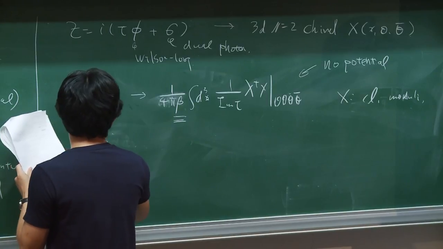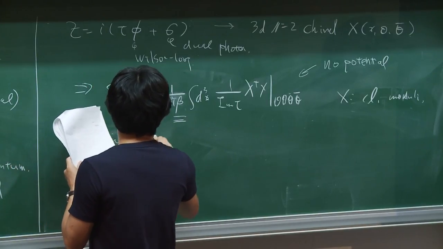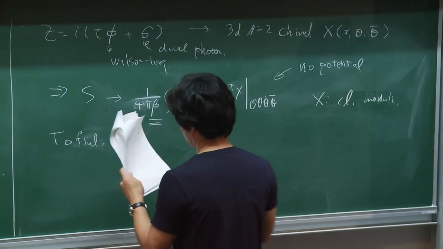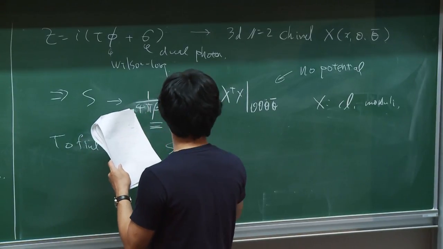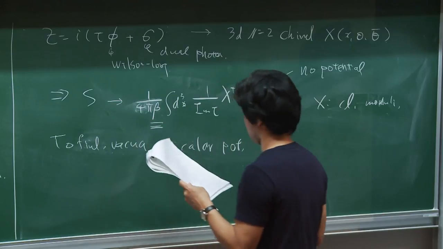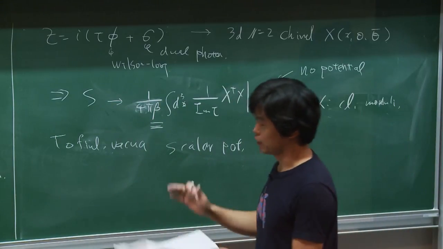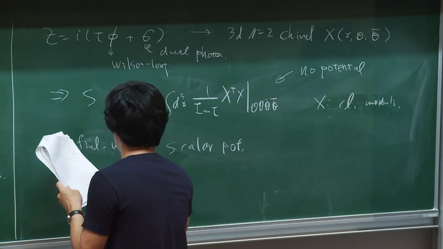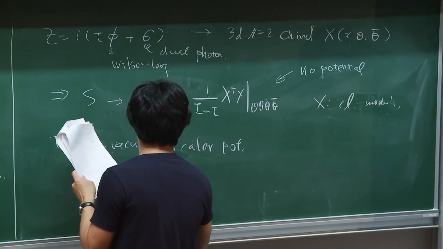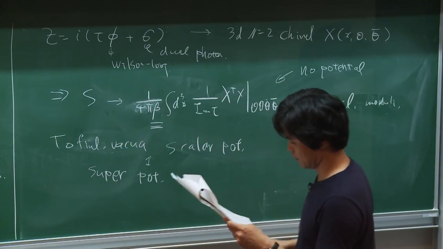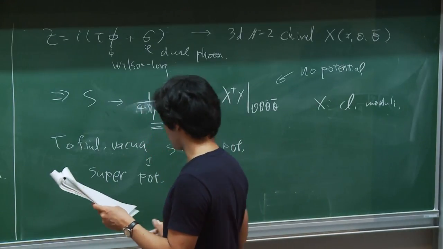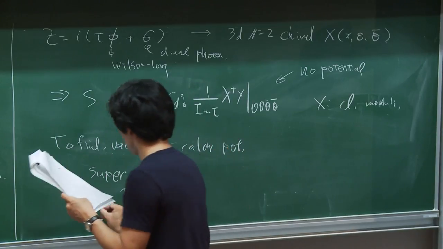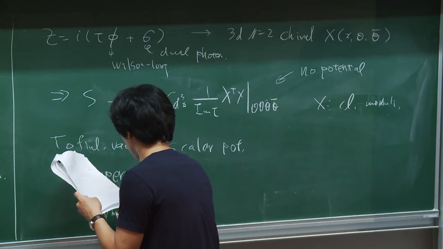Okay, then to find the vacuum here, we need a scalar potential. Yeah, it's a straightforward computation. We can do that. In principle it's okay, but the easy way is the scalar potential. This scalar potential is related to the superpotential. I mean, fermion bilinear term because of supersymmetry. Okay.